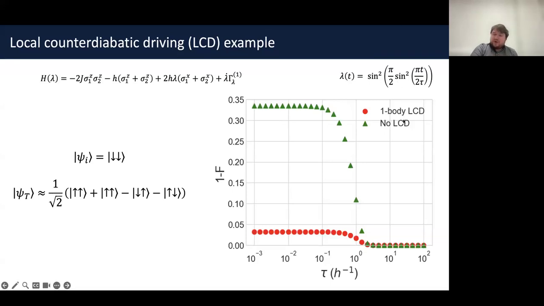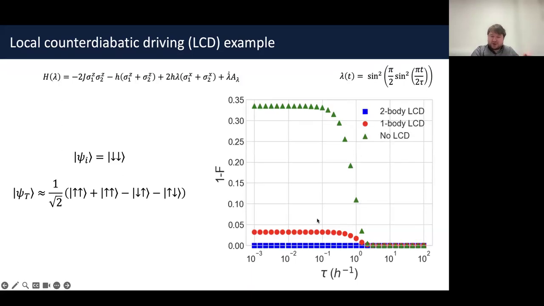If I add the one-body local counter driving, so the gamma 1 term here, all of a sudden I do far better, and for short timescales I can drive the system better. And then if I add two-body, I of course get unit fidelity at all times. So this is really just to illustrate what this adiabatic gauge potential is, the information it's encoding about these diabatic transitions, and you could use that information, of course, to do control on your problem.